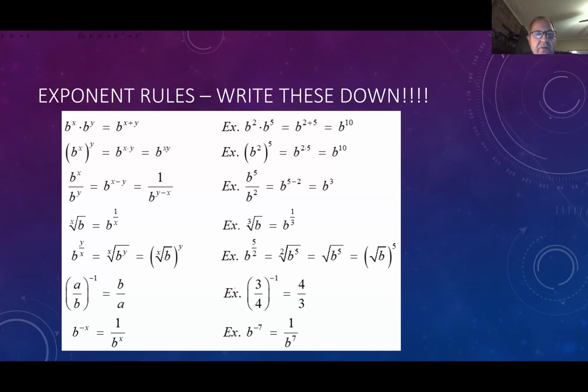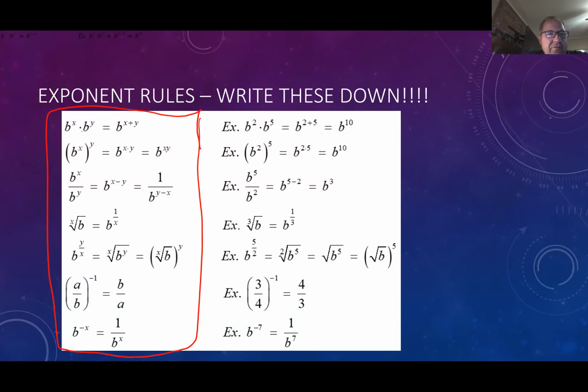First thing I need you to do is to copy down all of these exponent rules. You may not remember them or even seen them before. Hopefully you have. A couple things as we go through these, as you're writing them down, is that whenever you're multiplying values with an exponent, you add the exponents. Now, the important thing to remember here is that the base is the same value, okay?